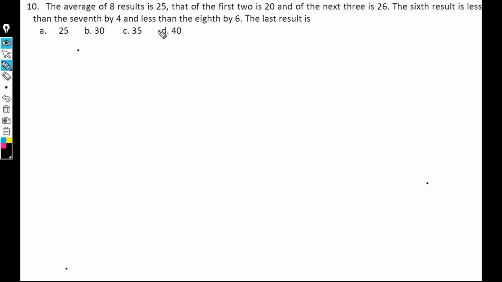Okay, let's do it. The average of 8 results is 25, so the sum is 8 into 25. The average of the first two is 20, so the sum is 40. The average of the next three is 26, so the sum is 78. Now the sixth result is less than the seventh by 4 and less than the eighth by 6. So if the sixth result is x, then the next result will be x plus 4 and the next will be x plus 6. So this was the only equation required.